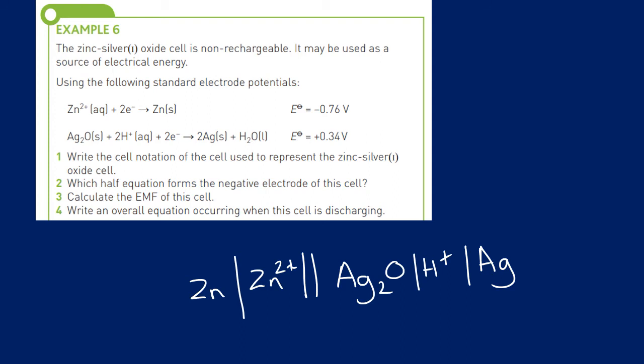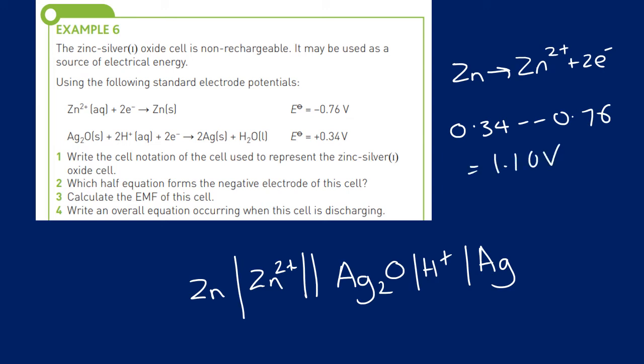Half equation forms at the negative electrode, so the half equation for the negative electrode, Zn goes to, it's as simple as that. It's just the reverse reaction of the negative. It's the negative electrode there, the oxidation being shown. EMF of the cell, 0.34 minus 0.76, 1.10 volts.